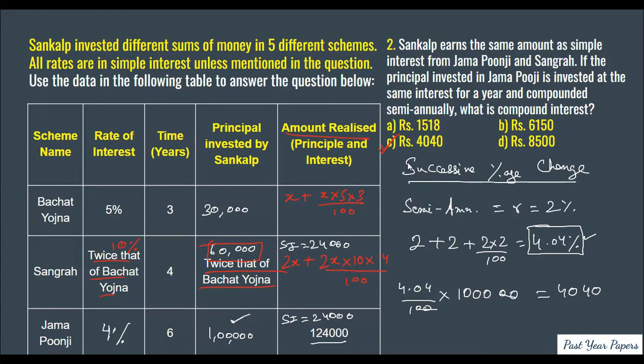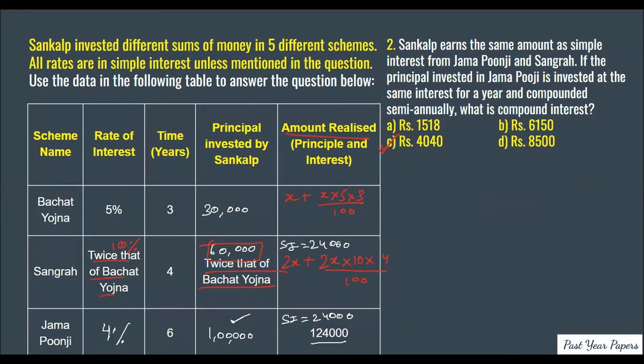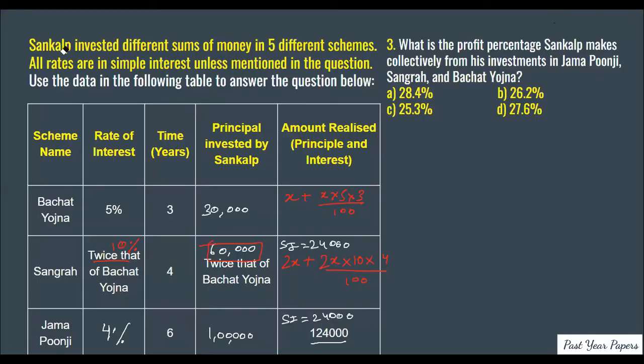Let me just remove all this. Next question is, now we need to find the profit percentage Sankalp made collectively from his investments in Jama Punji, Sangraha, and Bachat Yojana. Okay, what is profit?